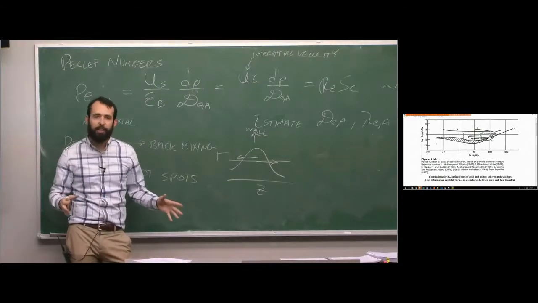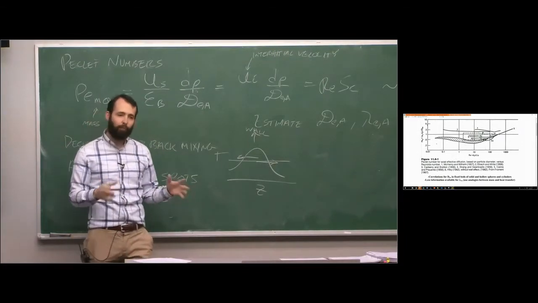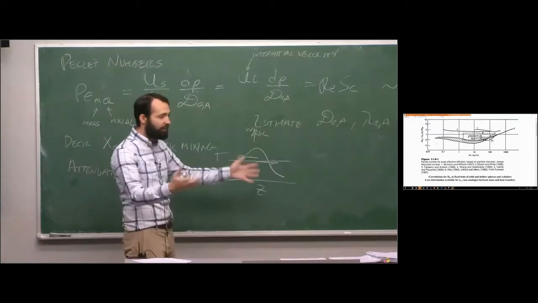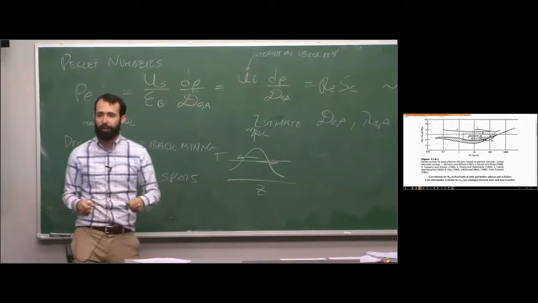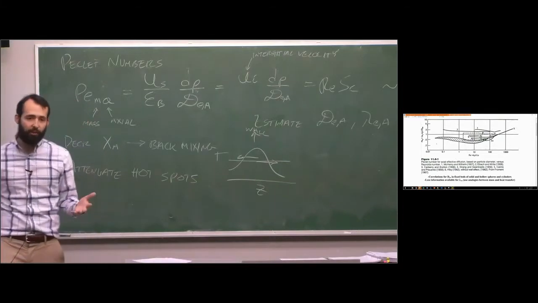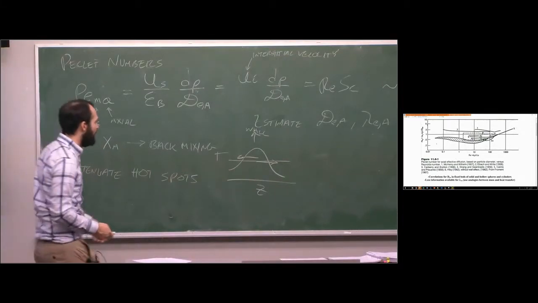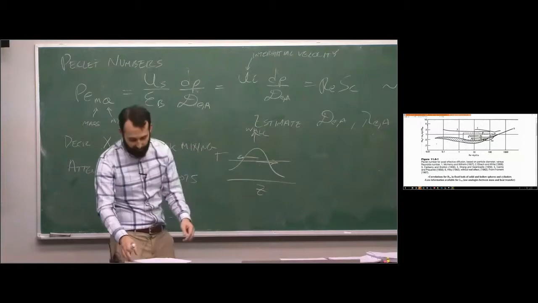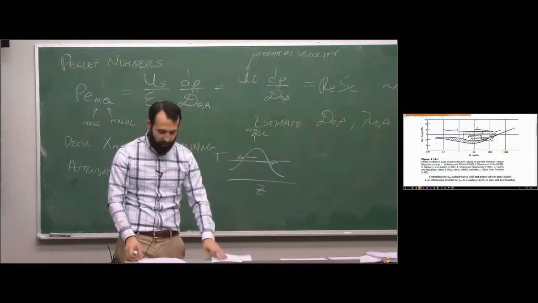Now, of course, that's never going to be the case in a plug flow or PBR type reactor, but in a CSTR, of course, that's what we get. And that's what I showed you earlier. As diffusivity goes to infinity, you get a CSTR. So this is how you can attenuate hot spots.